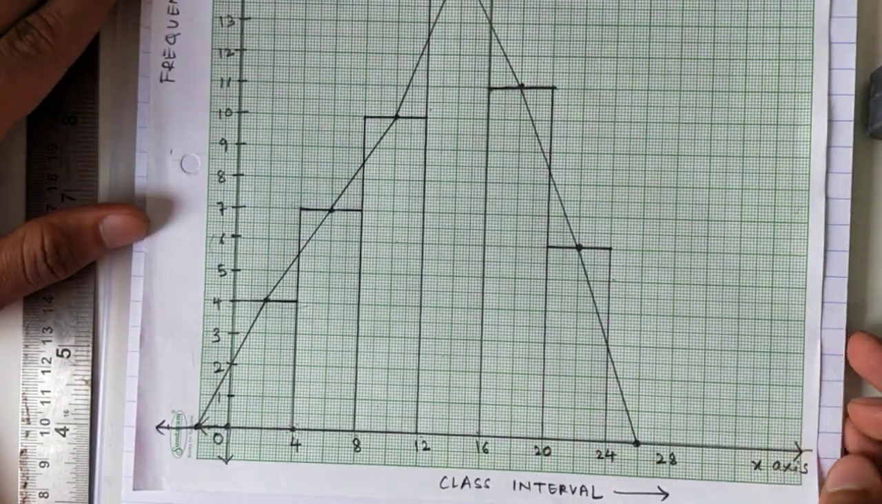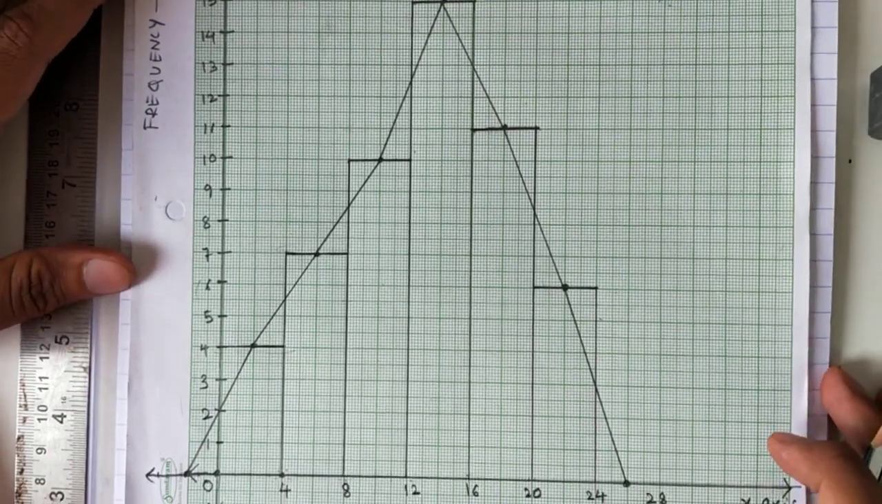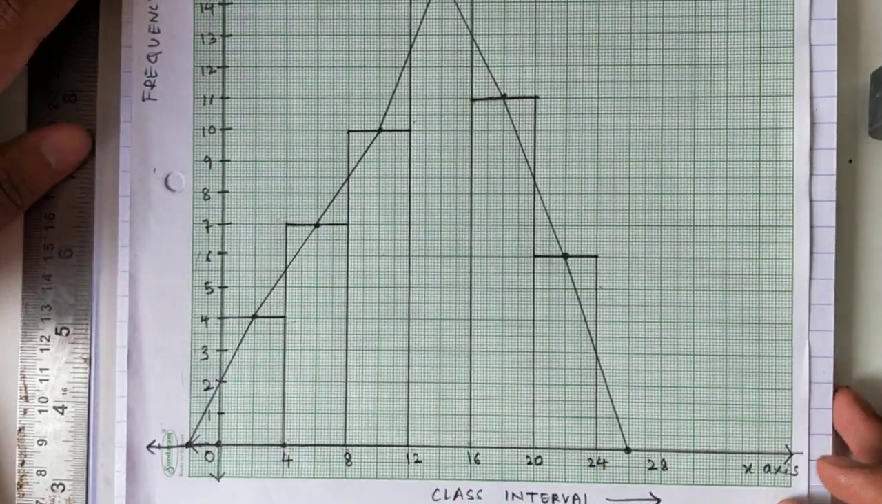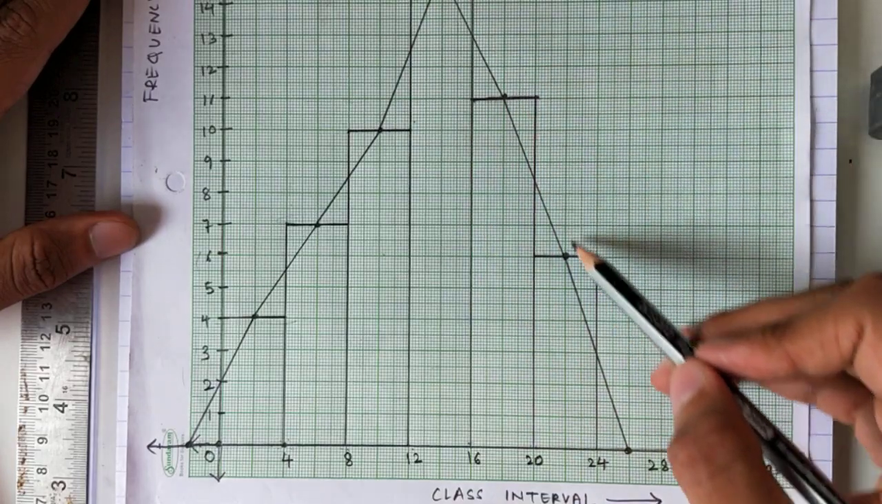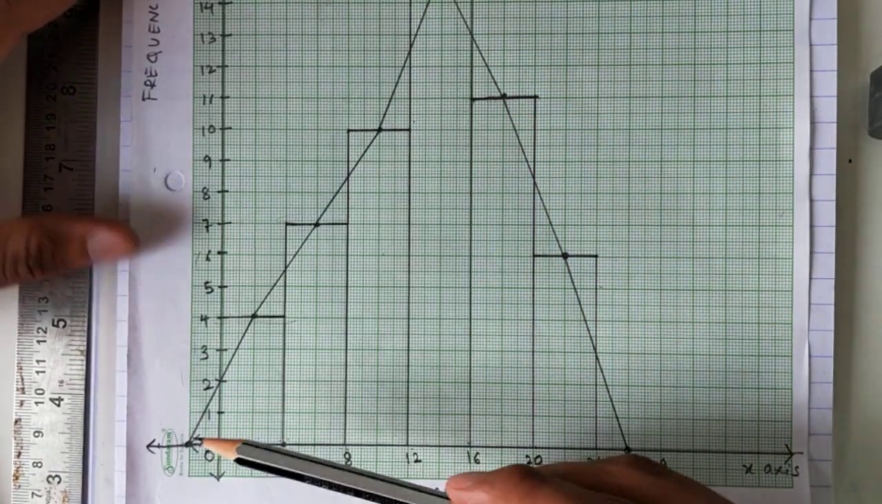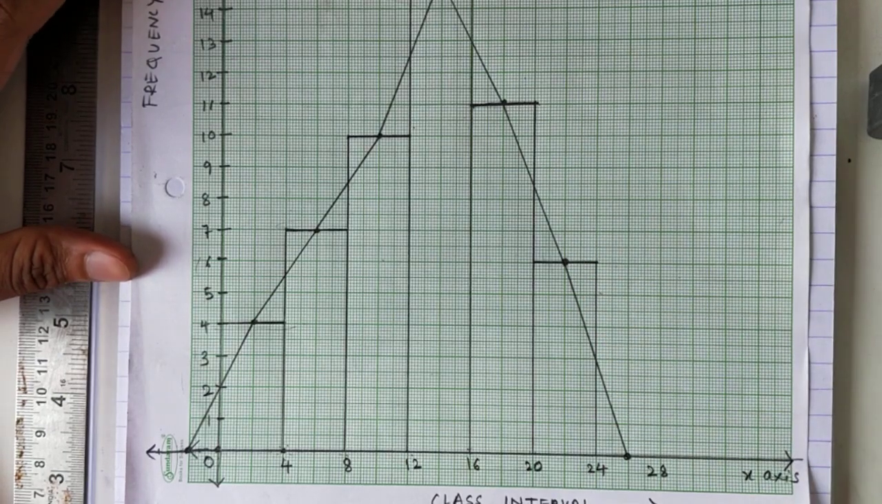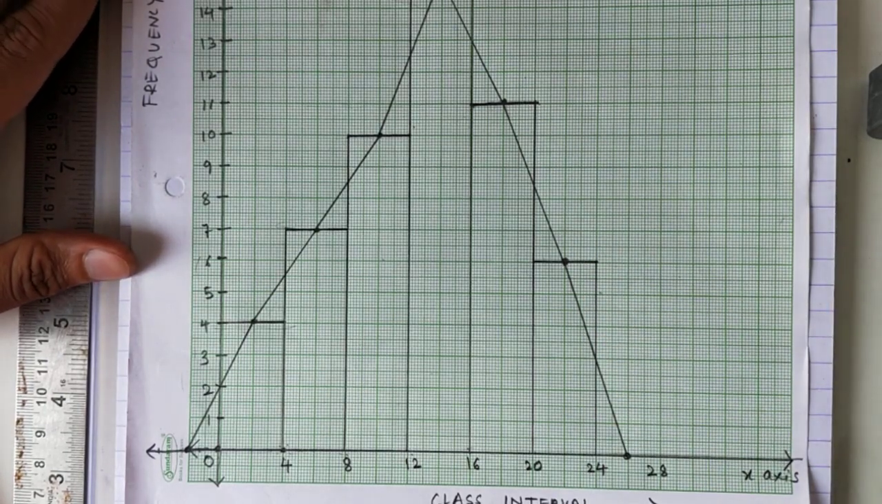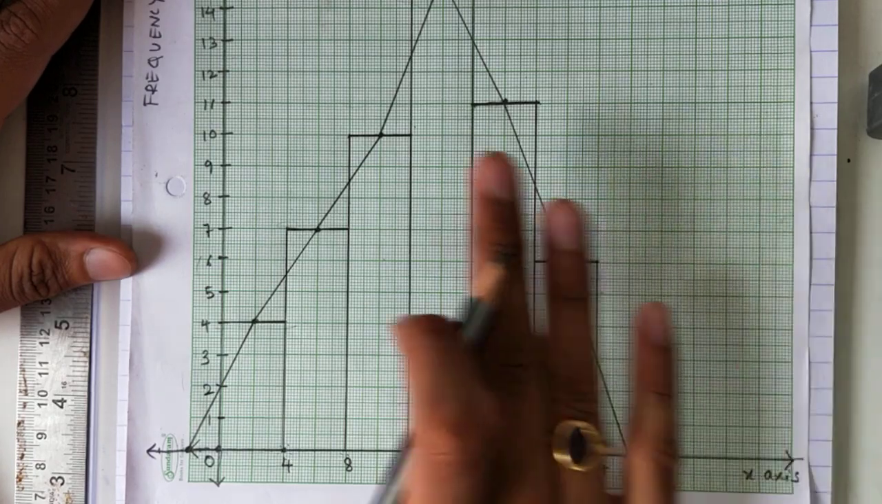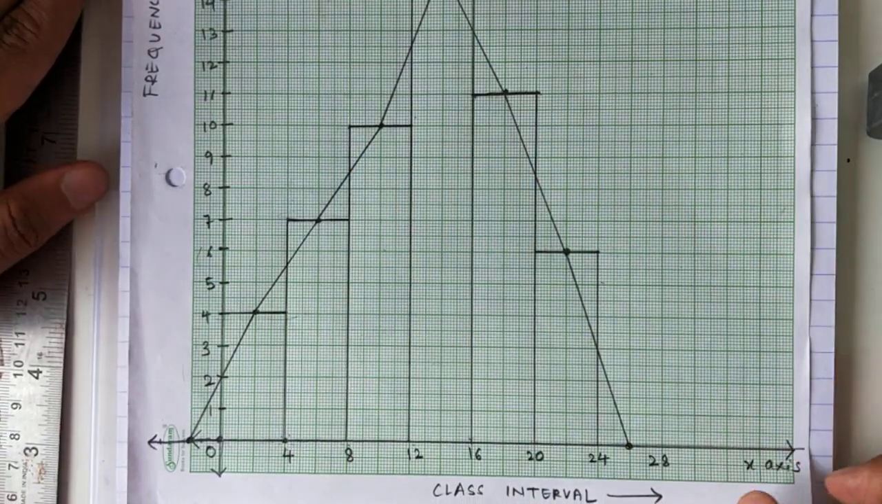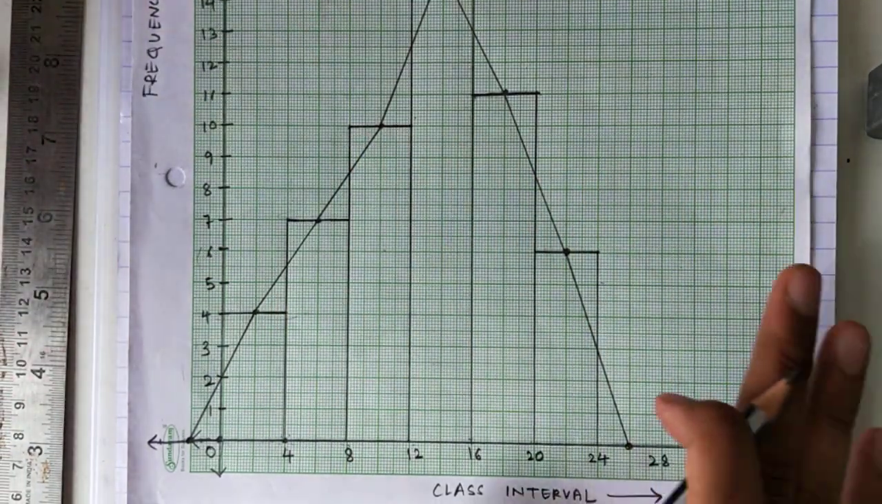Now your frequency polygon is complete. This line is your frequency polygon, which shows you how the values were increasing and then the values were decreasing. Okay, I hope you have understood exactly how to draw a frequency polygon. This was the first sum in your book.